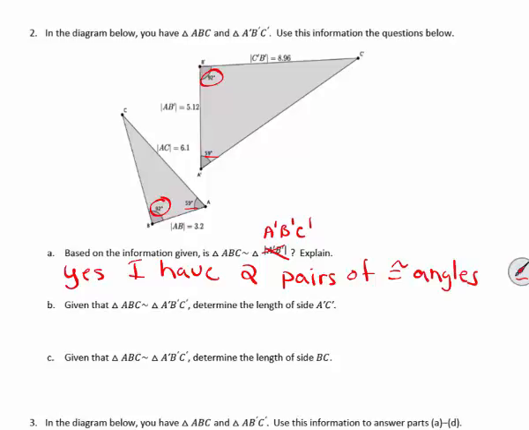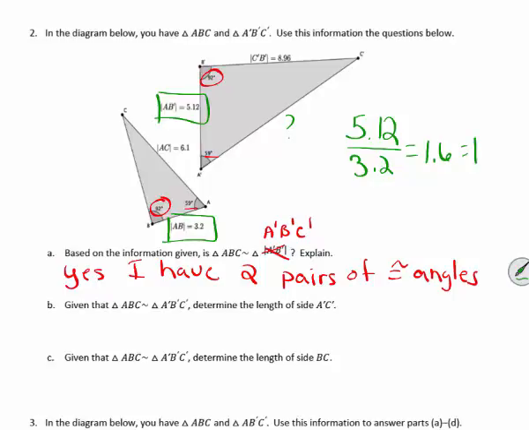Okay, so now that we know they're similar, I want to determine the length of A prime, C prime. Well, in order to do that, here is A prime, C prime, I have to know what the scale factor is. So I have to match up. I have a lot of different sides here, but I have to match up the ones that go together. AB goes with A prime B prime. So I have to do my scale factor. I'm going to do that over here, just so I have a little bit more room. Image over pre-image. And when I divide that out, I should get 1.6. So there's your scale factor.